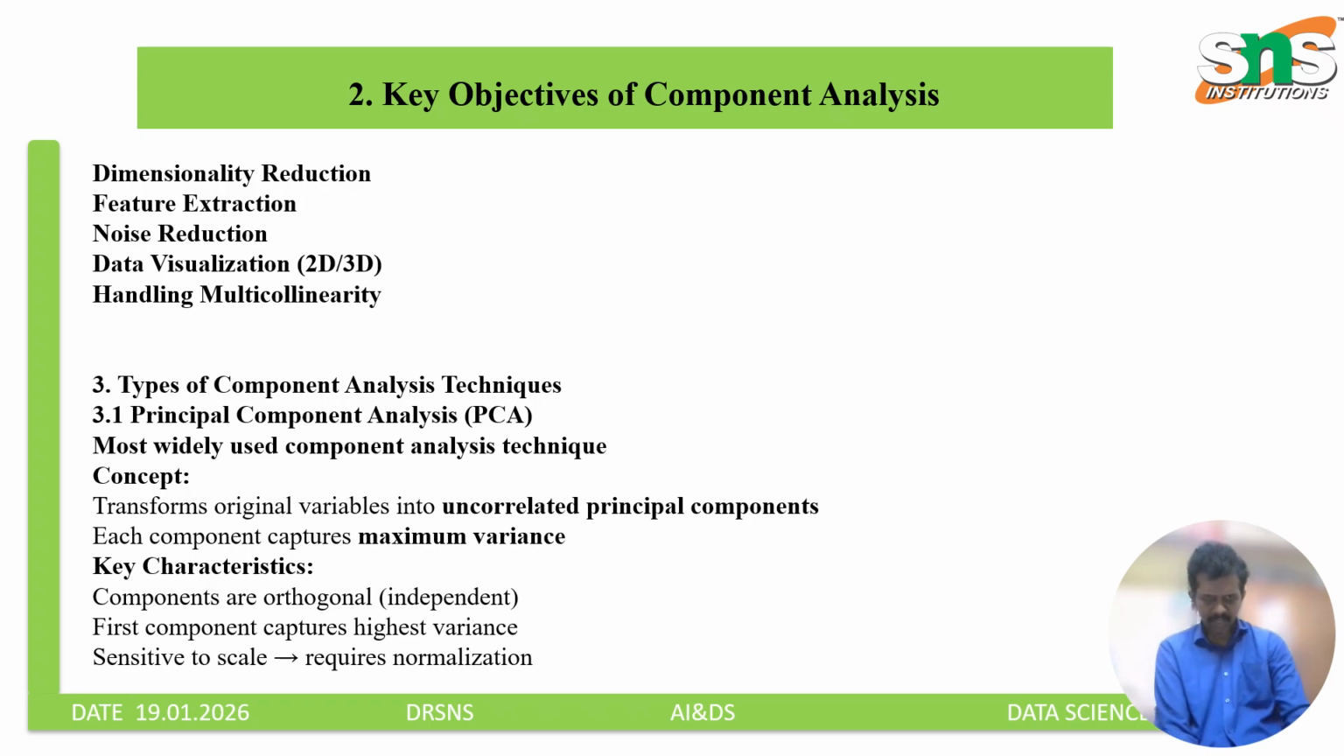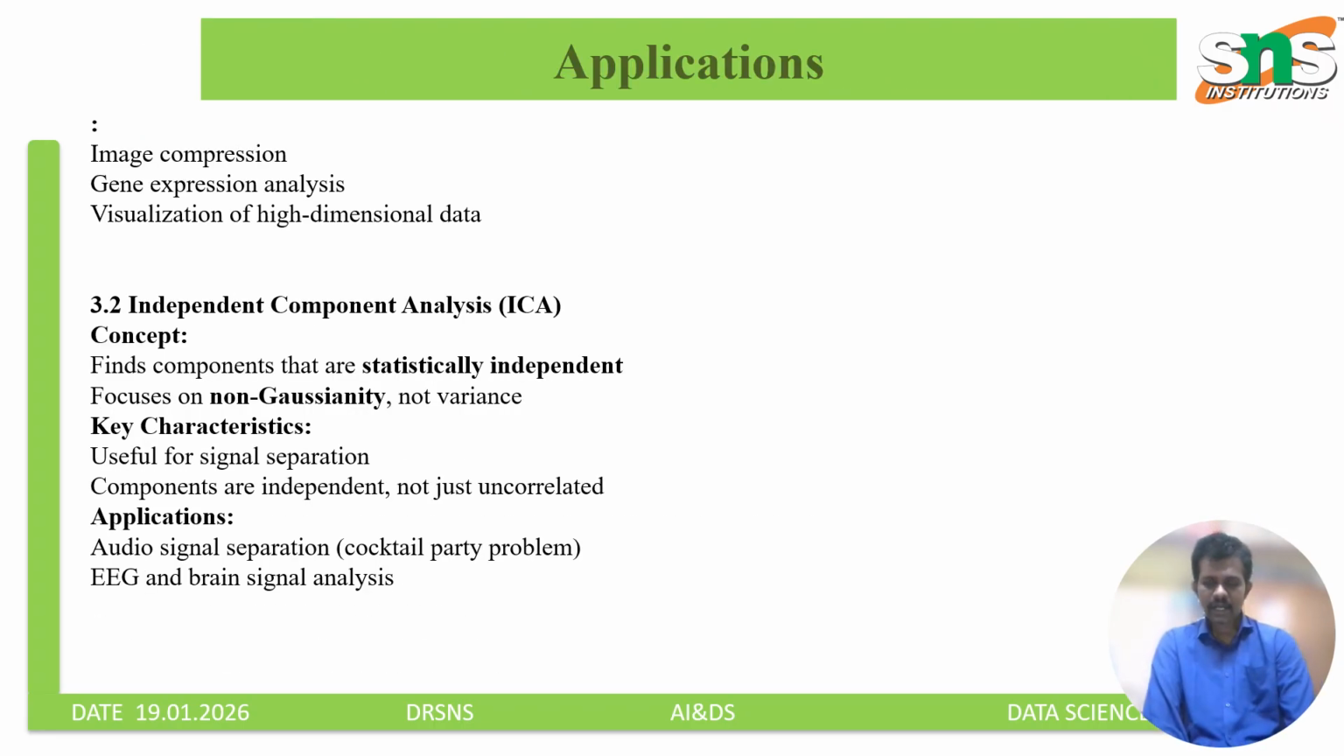Next, let us see the key characteristics. The components are orthogonal and independent. The first component captures the highest variance. It is sensitive to scale, which requires normalization. Next, let us see the applications. First, we can use it for image compression, gene expression analysis, and visualization of high dimensional data.